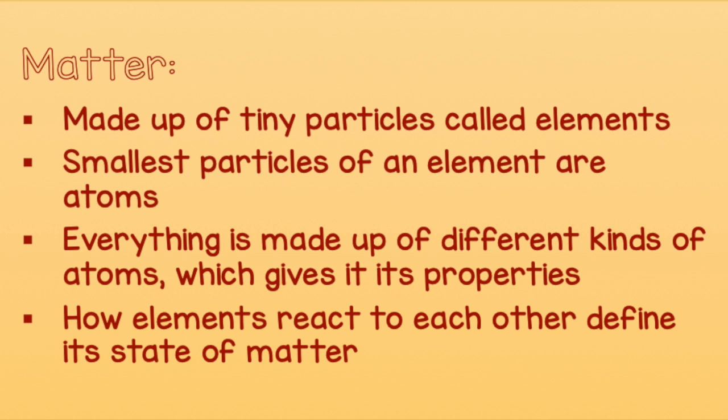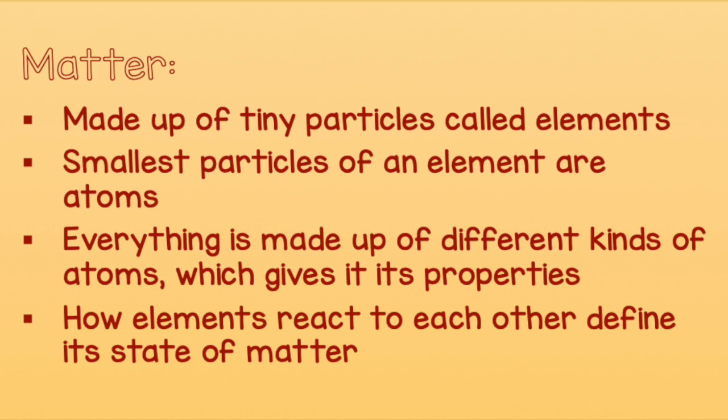Matter is made up of tiny particles called elements, so tiny you can't even see them. And the smallest particles that even make up the elements are atoms. Everything is made up of different kinds of atoms, and that's what gives it its properties. And these properties could be size, shape, texture, color, taste, sound, smell, and many other things that we can use our senses to observe and figure out.